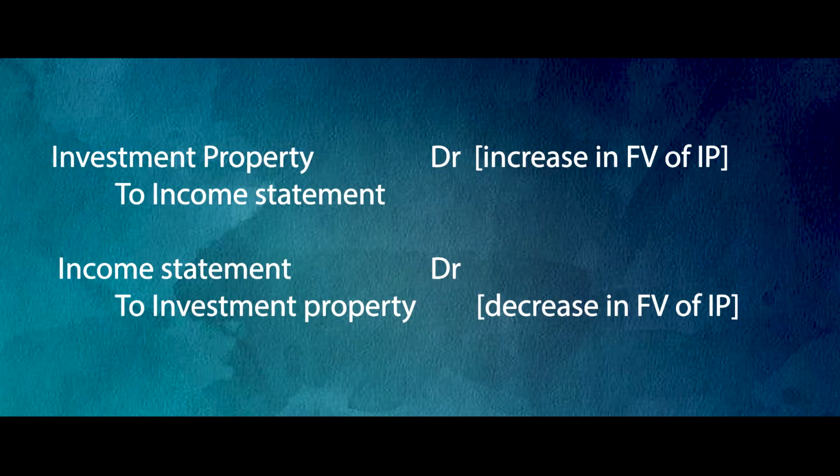Let us look into the journal entry of investment property under fair value model. If there is gain or increase in fair value of that investment property, your journal entry is investment property account debit to income statement. And if there is decrease or loss in fair value of investment property, journal entry that you have to pass is income statement to investment property. In earlier journal entry, income statement is credit, and in second journal entry, income statement is debit. Here you have to know the golden rule of accounting, that debit all expenses, credit all income and gain.